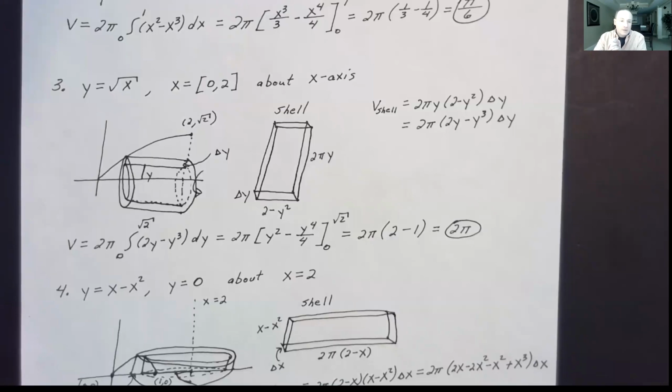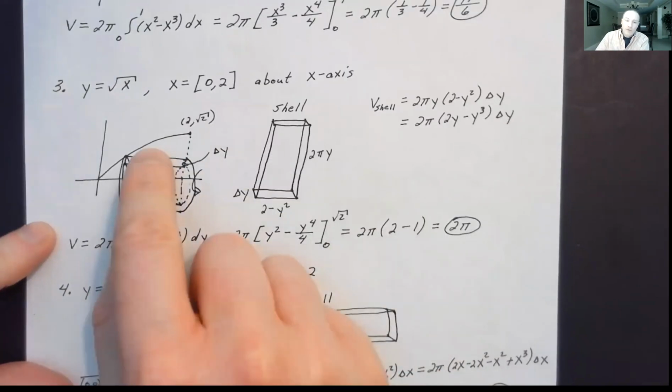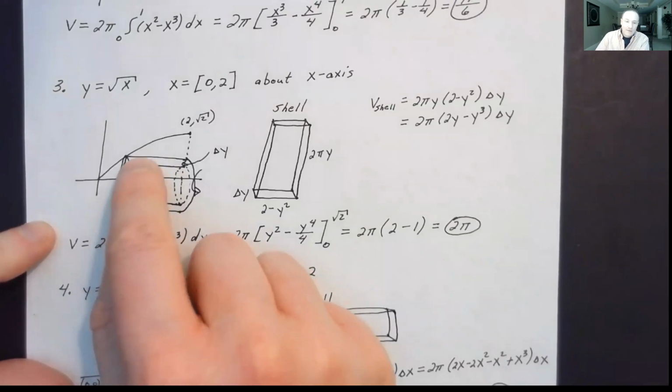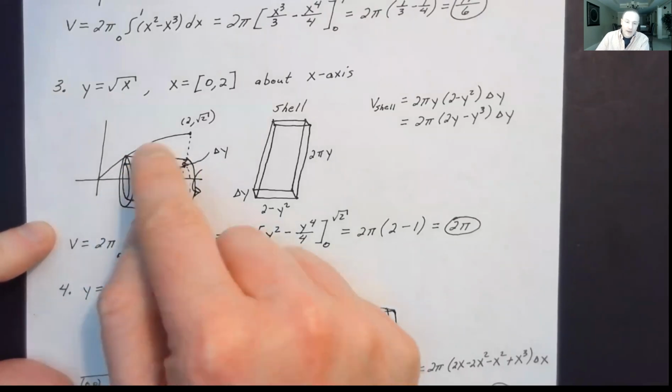So if I took the area underneath the square root of x between 0 and 2, and I ask you to rotate that about the x-axis. Again, if it's a horizontal axis of revolution, I would recommend the slicing method. But I'll use shells.